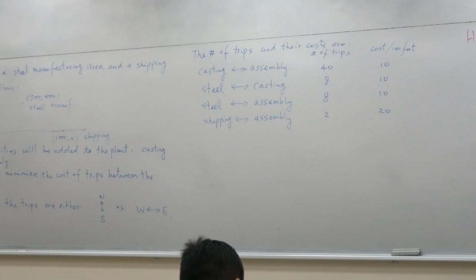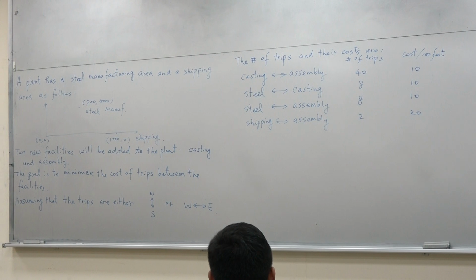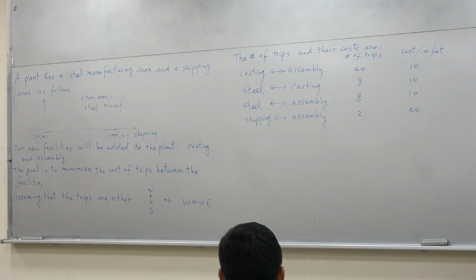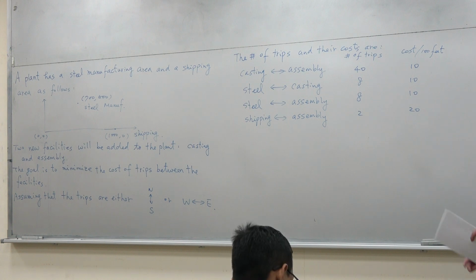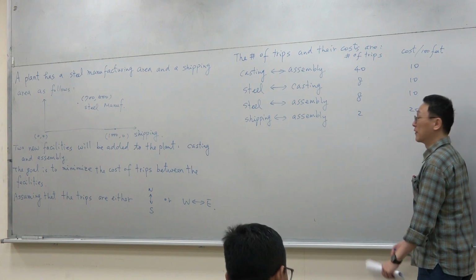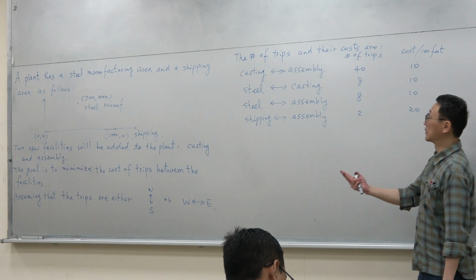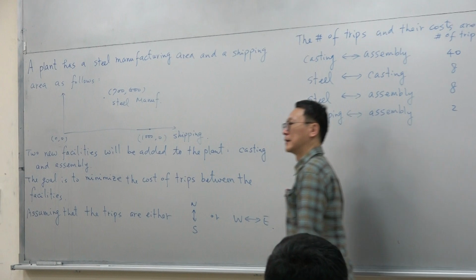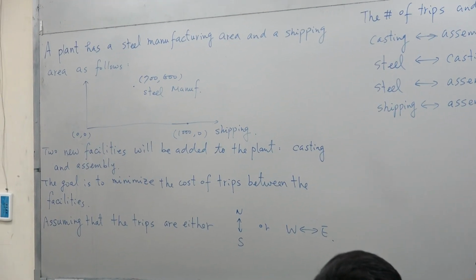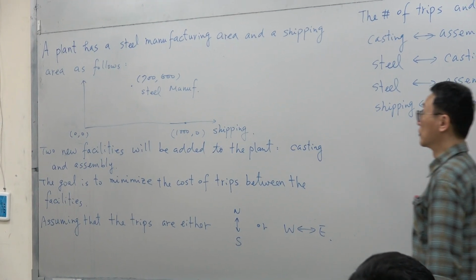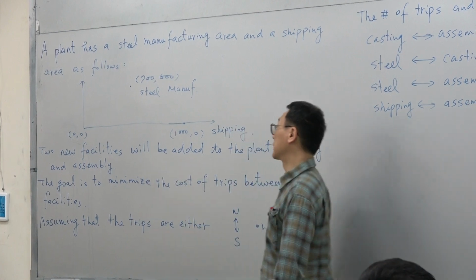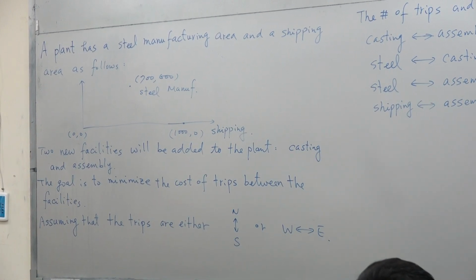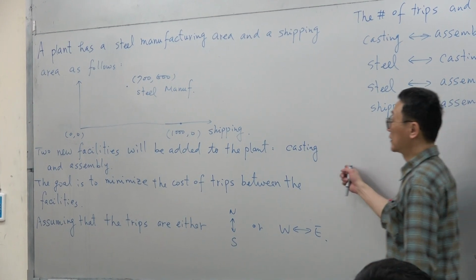The example is: sometimes we try to determine the location of a facility. For example, in the very beginning we have two facilities, shipping and steel manufacturing. That's a coordinate. And right now we have two new facilities we'll be adding to this plant: testing and assembly.